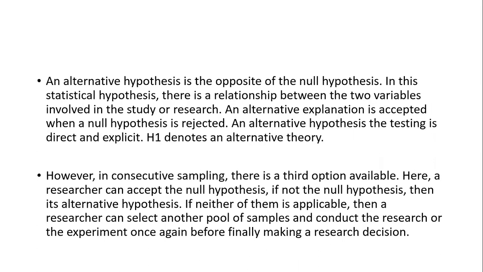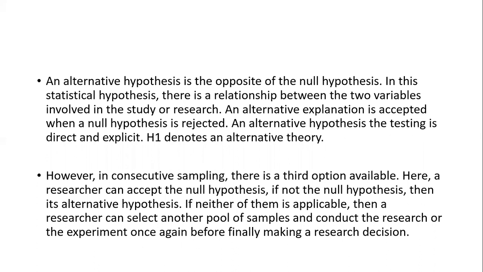Next, an alternative hypothesis is the opposite of the null hypothesis. In this statistical hypothesis, there is a relationship between the two variables involved in the study or research. The first one is H naught, the second one is H1. One says there is no relation, the other says there is a relation. If H1 is proved, then there is a relation between the two variables we are studying. An example: an increase in salary will increase the demand for luxury products. Whether it is related or not depends on the type of salary you are getting and what the hike is.